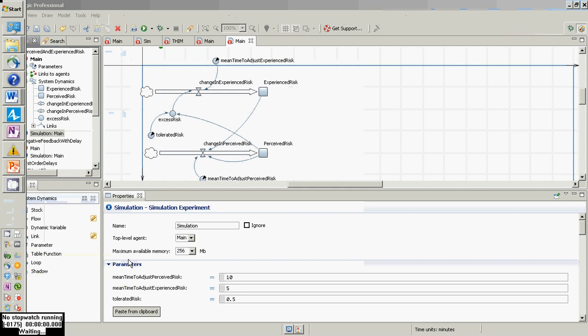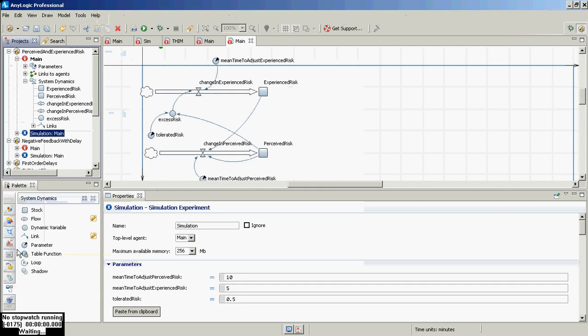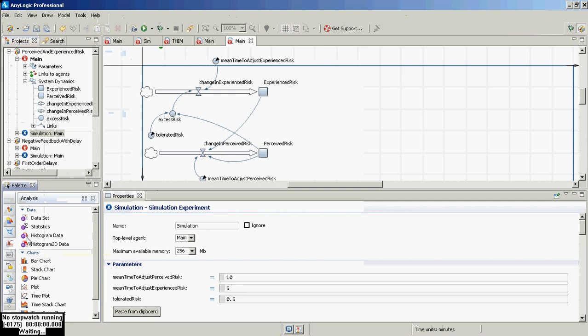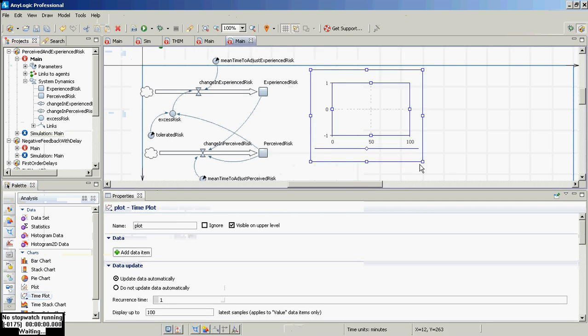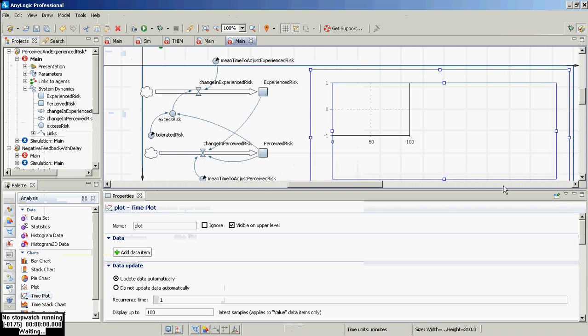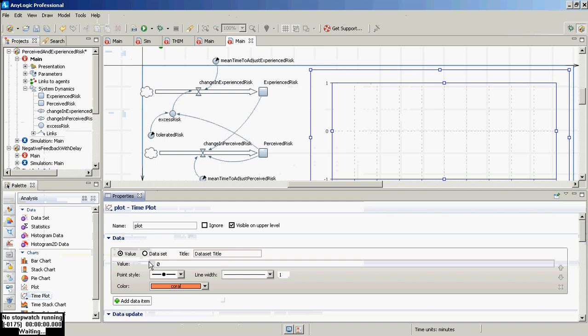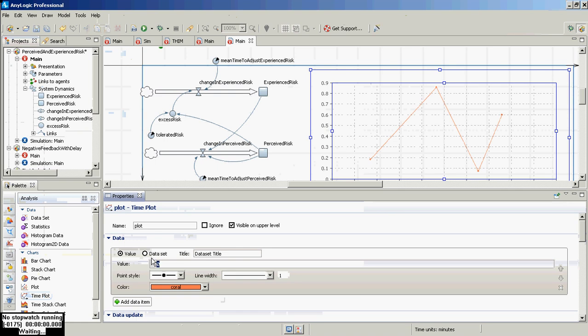How do we put in a graph? Who could tell me? We've done it before. Ladies and gentlemen? How do we go put a graph into this? We did it in one of the first classes. Go down to the analysis area, drag in time plot, drag it here, and connect it up by adding a data item.